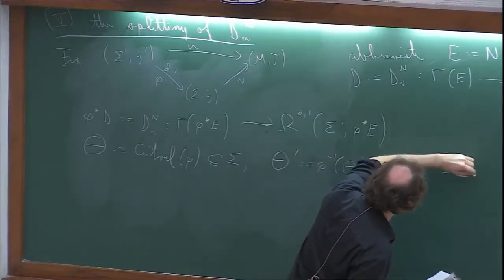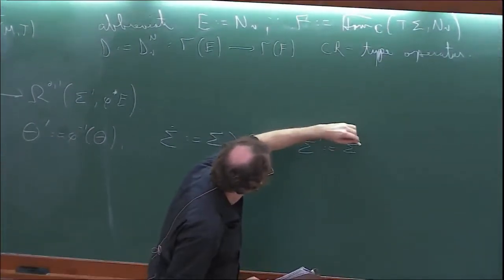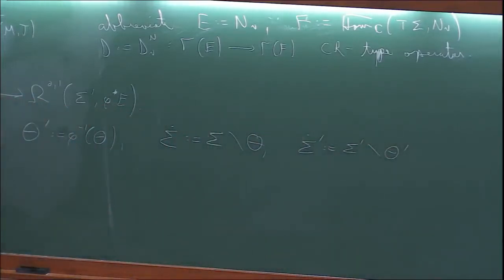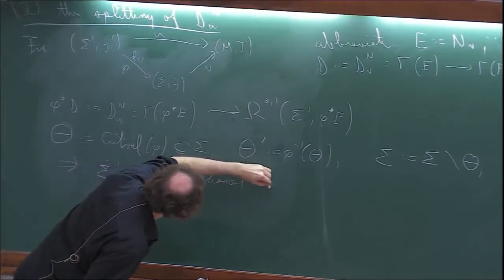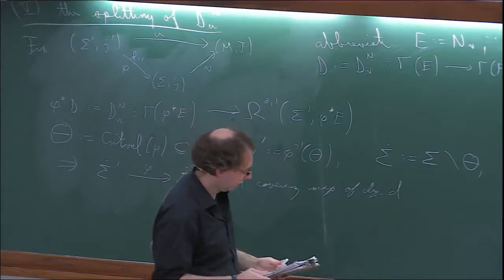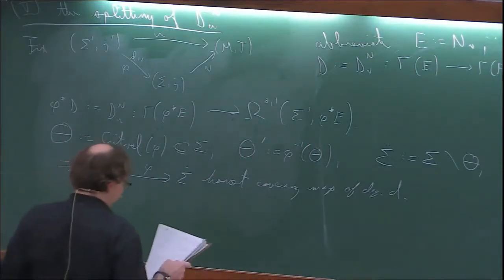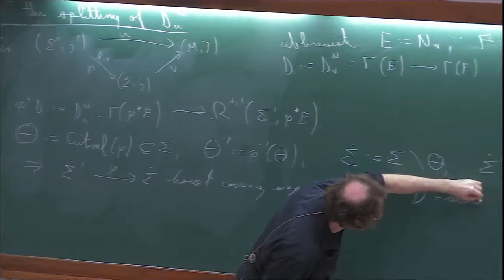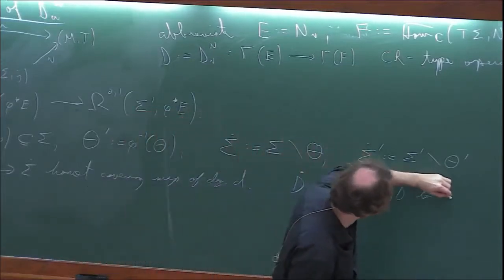Sigma dot will be the punctured surface that I get by removing those critical values from sigma. And I'll denote by sigma dot prime the punctured surface that you get from sigma prime by removing their pre-images, which means now I have an honest covering map phi from sigma dot prime to sigma dot. So it's a covering map of degree d. And then I'm going to want to talk about Cauchy-Riemann operators on these same vector bundles, but restricted to the punctured Riemann surfaces. So let's denote D dot is the restriction of D to the bundle over the punctured surface, which I'll denote by E dot.